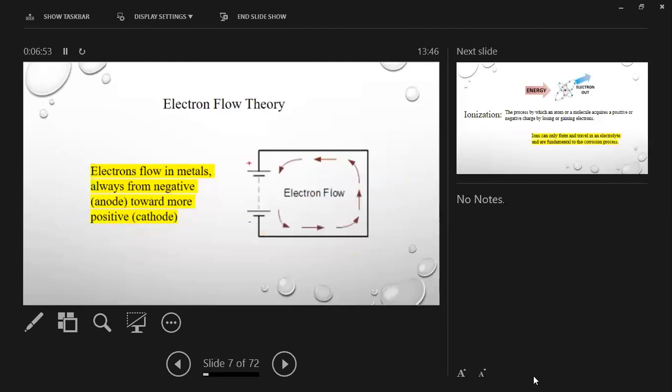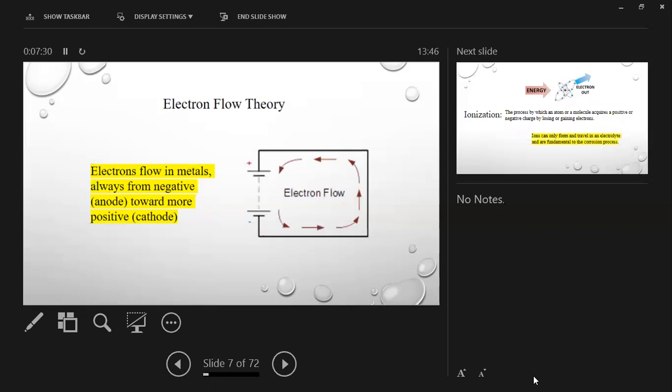Okay, electron flow theory. This is counter to what most of us learned, and we still learn, in high school and college, where we learned that electrons always flowed from positive to negative. In electron flow theory, electrons flow in metals always from negative, the anode, toward the more positive cathode. Notice it's more positive. It could still be negative, but it is less negative or more positive. So keep this in mind.